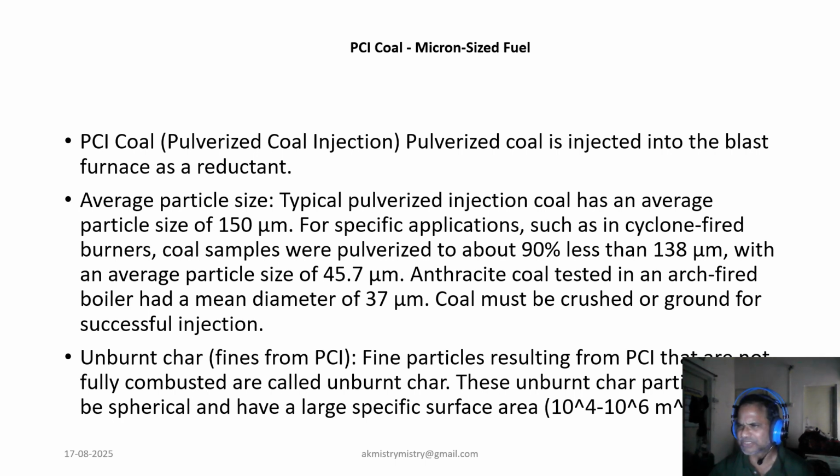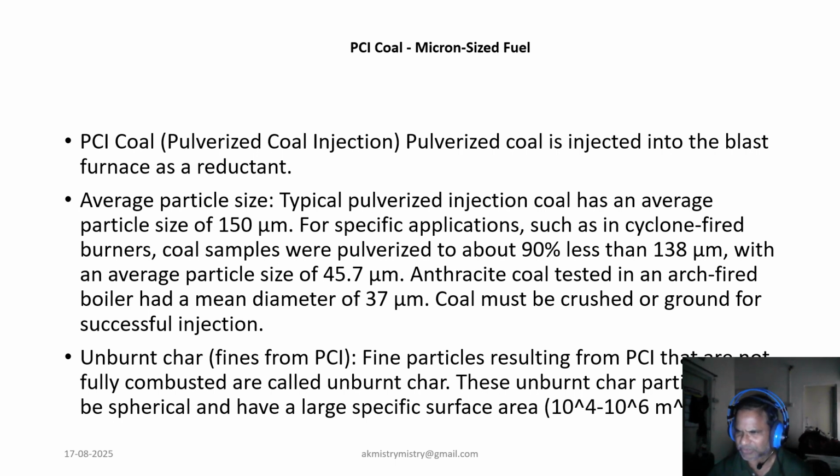This is pulverized coal injection directly into the blast furnace as a reductant. Compared to other burden material, PCI coal is exceptionally fine. Typical pulverized injection coal has an average particle size of 150 micrometers for specific applications such as cyclone fired burners. Coal samples might be pulverized even finer, to about 90% less than 138 micrometers with an average particle size of 45 micrometers. Even finer anthracite coal tested in a boiler had a mean size of just 37 micrometers.